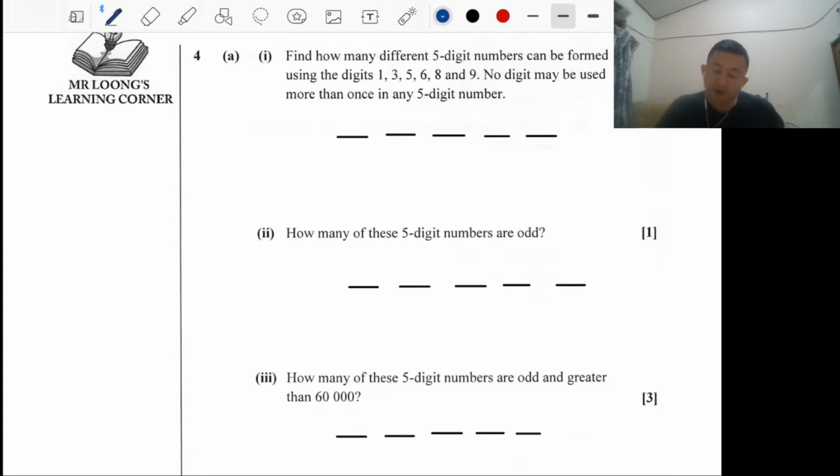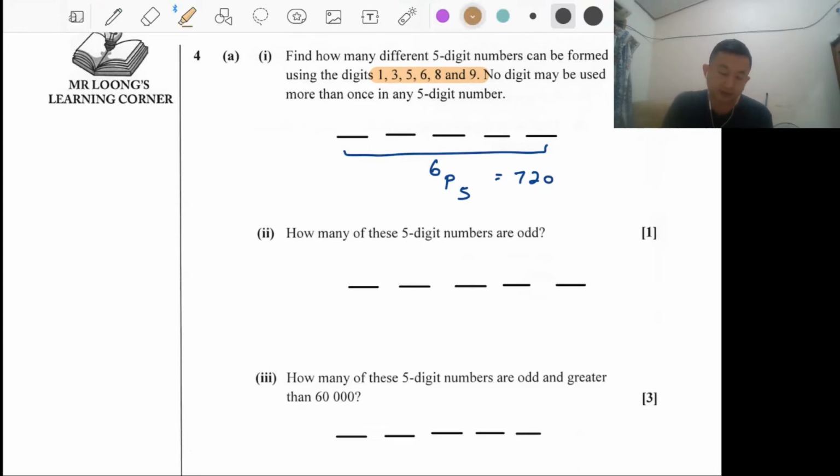How many different 5-digit numbers can be formed by using the digits 1, 2, 3, 4, 5, 6? You have 6 digits, but you only need 5 digits to be filled. So if you look at that, you have 6 digits, you only pick 5 to be filled. So 6P5, 720.